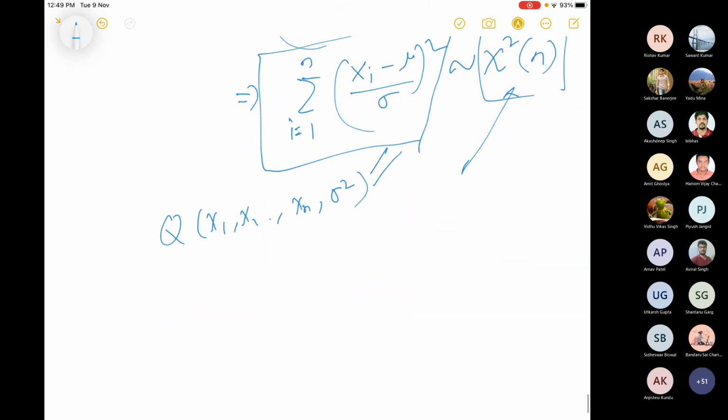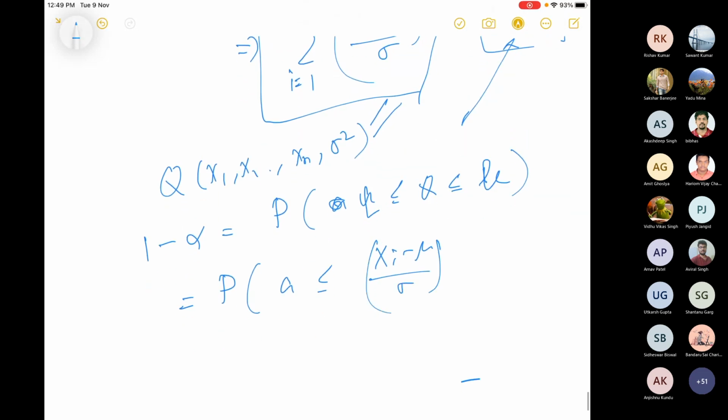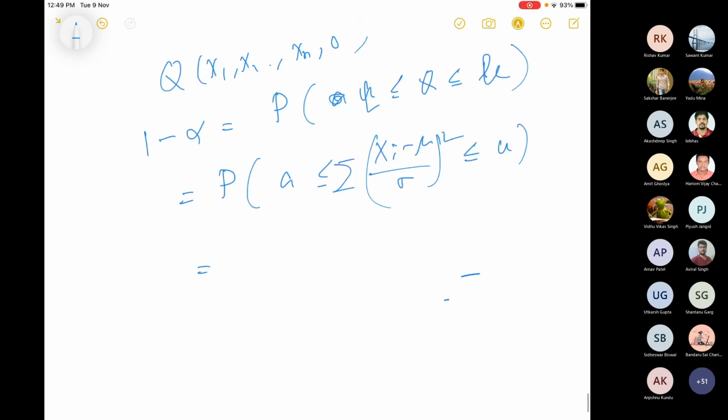But if I do that, how do I find the interval? My definition is 1 minus alpha equals the probability of L less than equal to Q less than equal to U. So this means the probability of L less equal to the sum of (xi minus mu by sigma) whole square less equal to U. So if I do that, this is the probability of 1 by L bigger equal to sigma square by the sum of (xi minus mu) whole square, bigger equal to 1 by U. I have to take the reciprocal here.